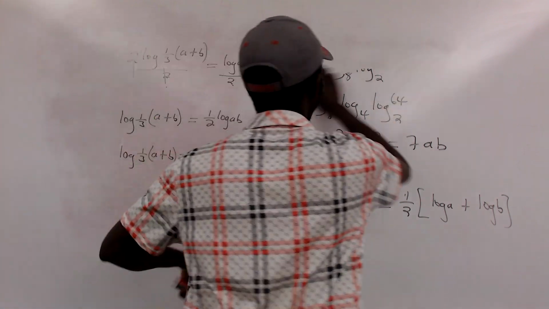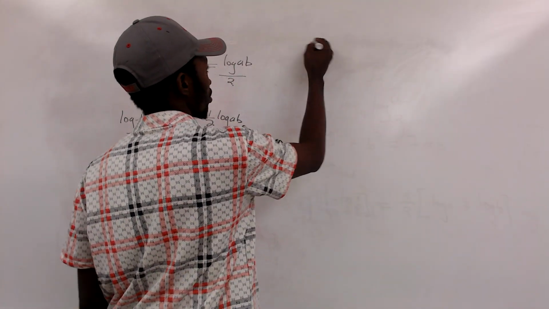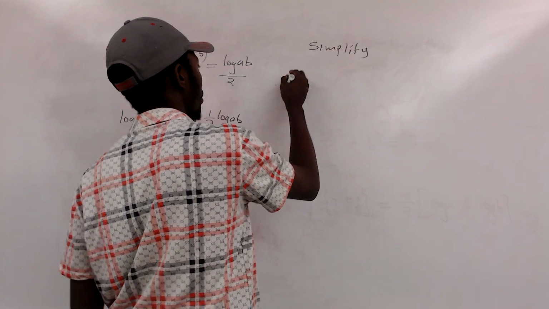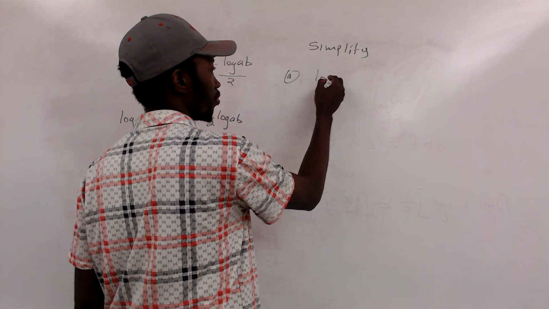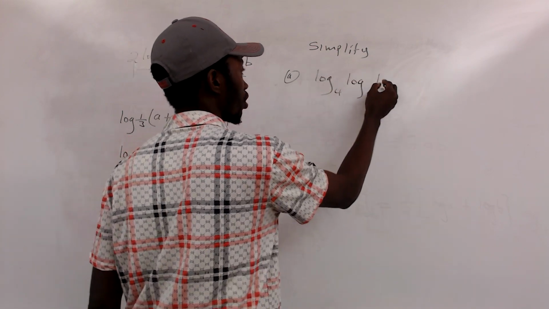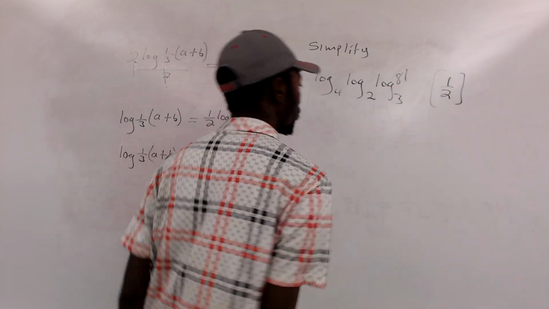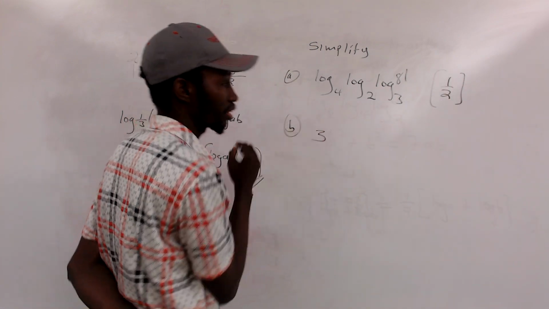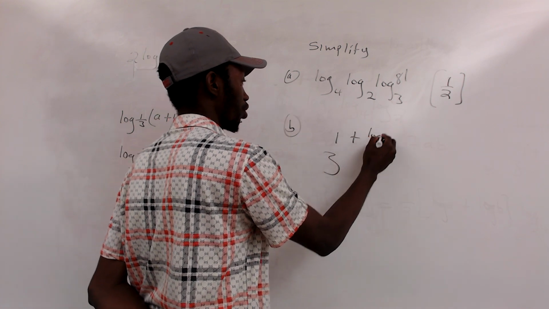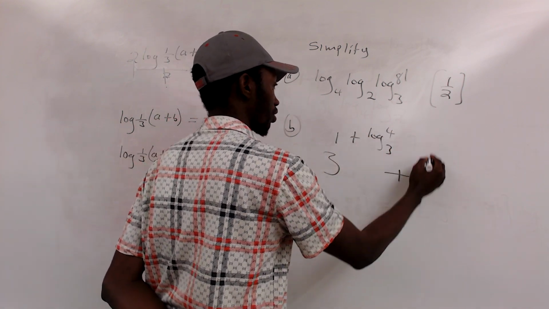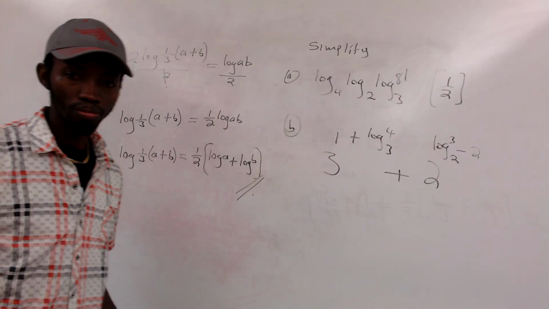So let me just write the 2 questions you will try, and I hope so. The same thing, simplify the A part. Let's say we have the A part, we have log 4 base 2, and log 81 base 3. And when you simplify, the answer must be half. You also try the B part, given as 3 raised to power 1 plus log 4 base 3, plus 2 raised to power log 3 base 2, minus 2. So these are the 2 problems I want you to try.